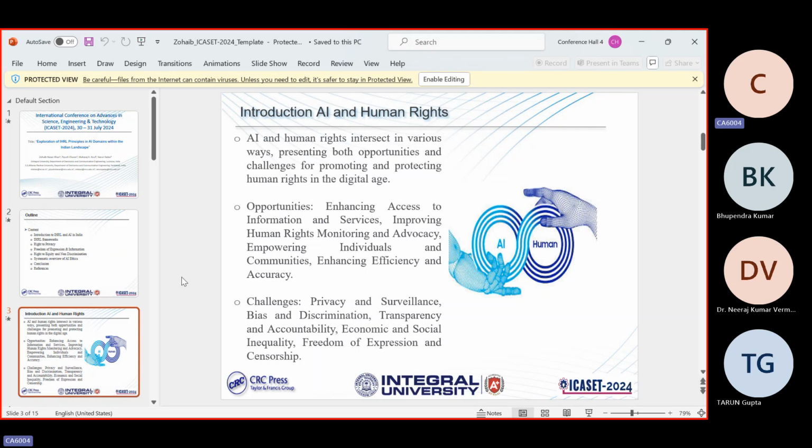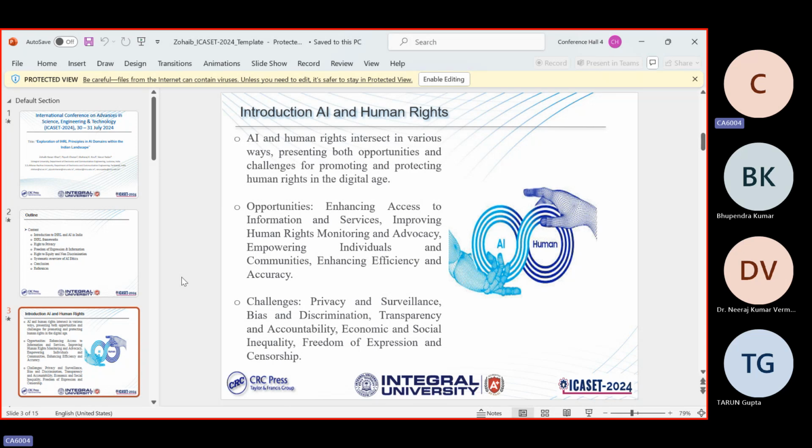Now, improving human rights monitoring and advocacy, which is again an opportunity of using AI. AI can help identify human rights abuses by analyzing large data sets such as satellite imagery or social media content to detect patterns, misuse, and other things. AI can empower individuals and communities with tools and platforms to access themselves, mobilize for social causes, and hold authorities accountable. Now, enhancing efficiency and accuracy: AI can improve the efficiency and accuracy of decision-making processes in areas like justice, healthcare, and public administration.